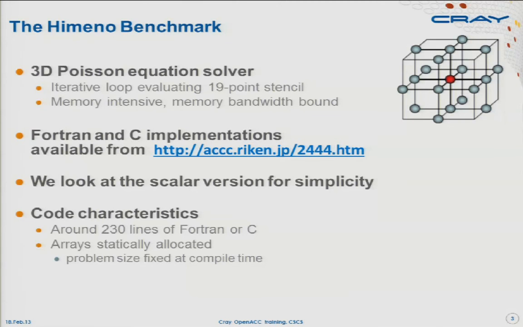What is the code? It's called the Himeno Benchmark, not that that matters. It's a stencil code. It's doing a finite difference on a 3D array. This finite difference uses nearest neighbors and next to nearest neighbors. So altogether there are 18 points and the central point used to make up that stencil.